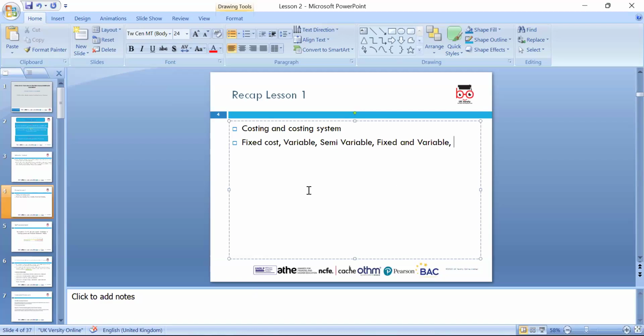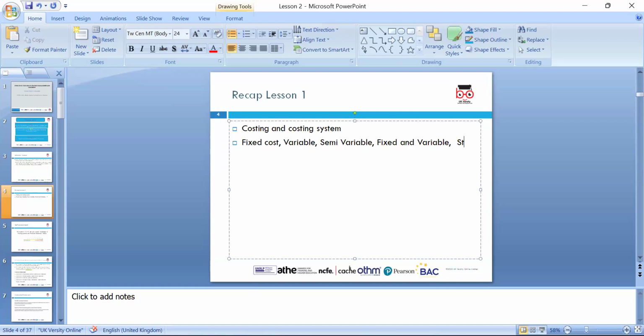Okay. Today we are really recapping what we learned during our last lesson. Please, if you have any question, you can ask. Fixed cost stays the same. Variable cost changes with the level of output. Semi-variable is fixed and variable together.